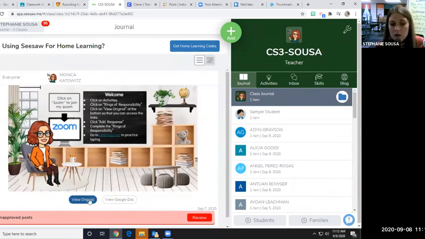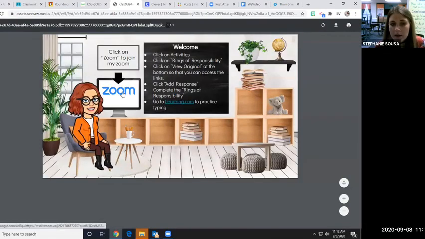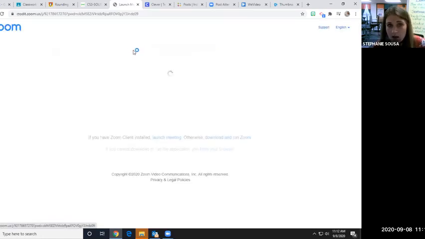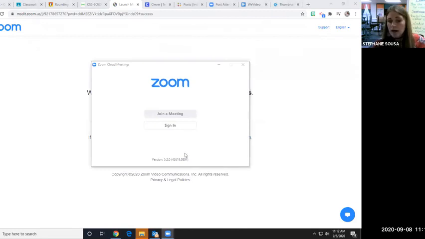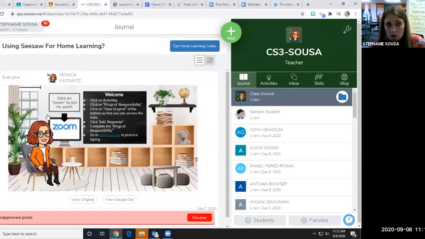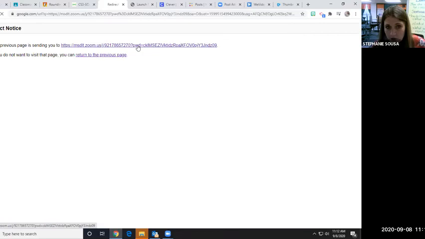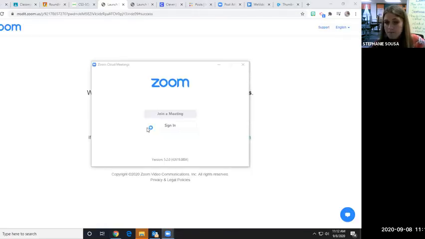That's easy. So I'm gonna view the original, and I'm gonna click on Zoom. And that's gonna, no, it's not gonna send me there because I'm the teacher, but it's going to send me to this Zoom. So this page is sending you to this. If you wanna go there, click on it. And then it will let me join. I'm not going to join because that would kick us off of this one, okay? But it's that simple. So again, you go to her Bitmoji classroom right on the front page, click on the Zoom icon and click on the link and it will take you there.